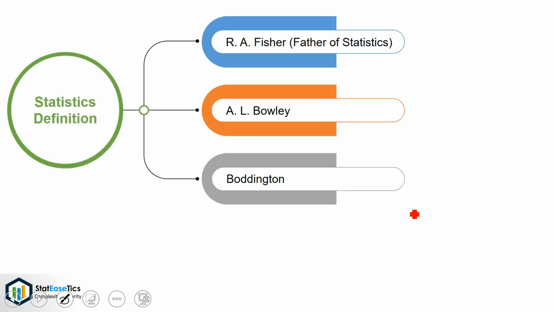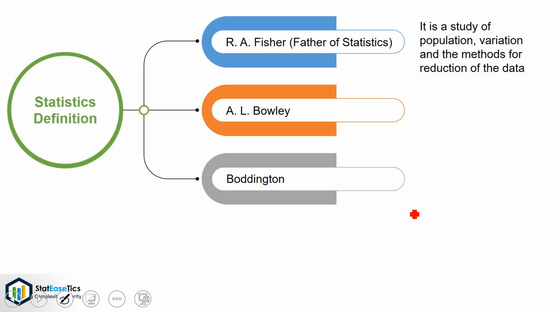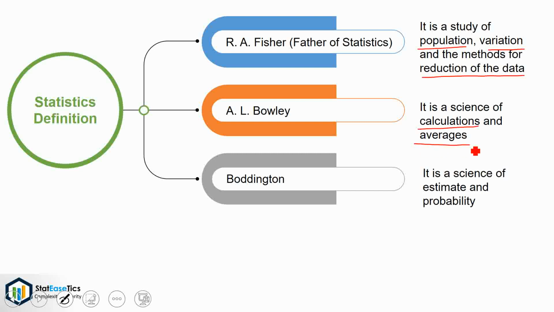The definitions of statistics given by different scientists are as follows. R.A. Fisher, the father of statistics, defined it as a study of population, variation, and the methods for reduction of the data. A.L. Bowley defined it as a science of calculations and averages. Waddington defined it as a science of estimate and probability.